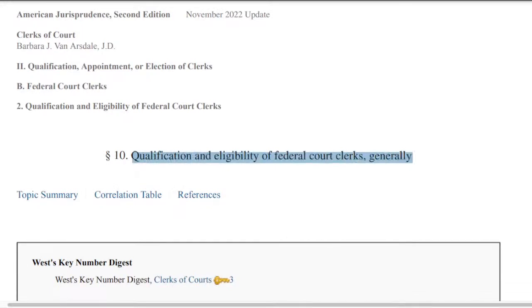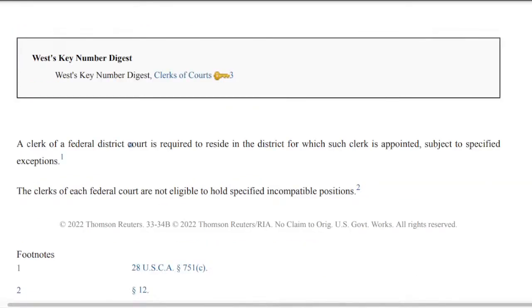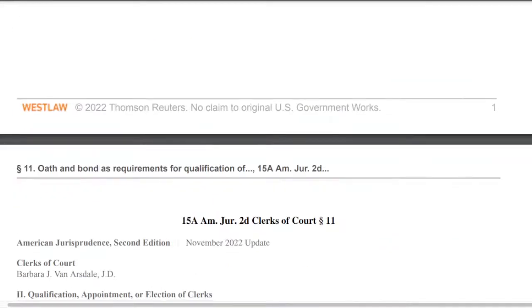Qualification and eligibility of federal court clerks generally. A clerk is required to reside in the district in which such clerk is appointed. This is a requirement, right? That's number one, by USC 28. And the clerks of each federal court are not eligible to hold specified incompatible positions. And I think that's what we just read.